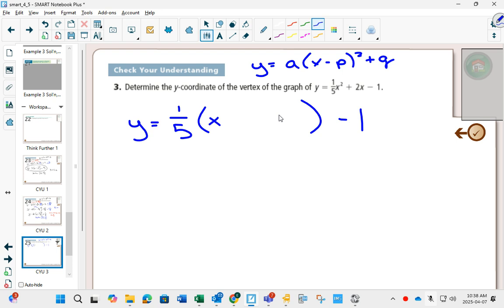Factoring the 1/5 out of the 1/5 x squared is actually really easy. It's just going to be x squared. But factoring a 1/5 out of a 2x, how do we go about doing that? Right? It's going to be plus 10x. So two ways you can go about getting the 10x.